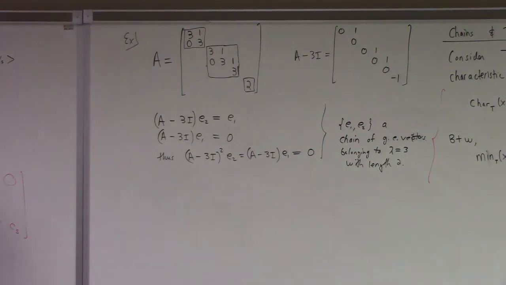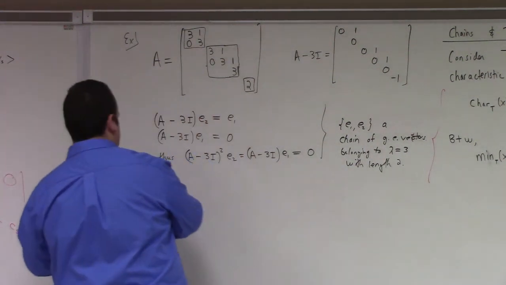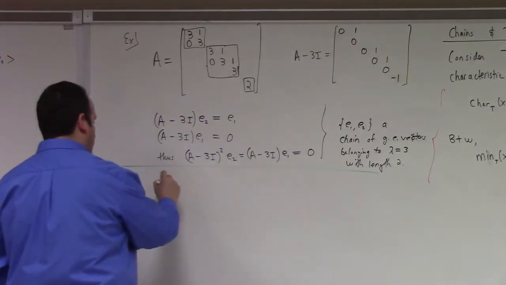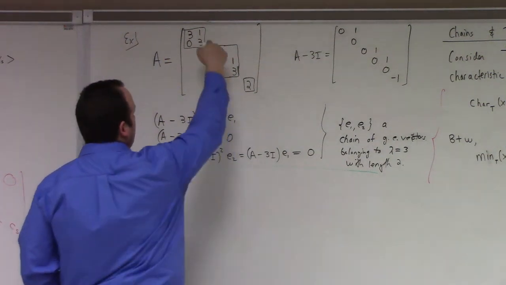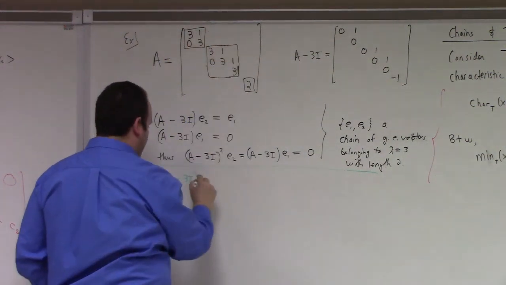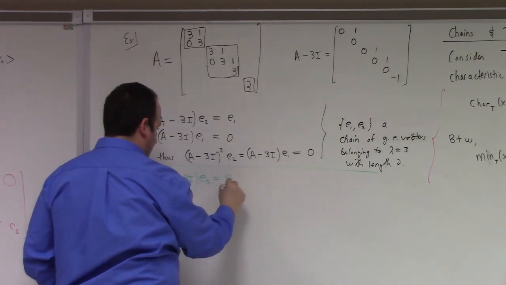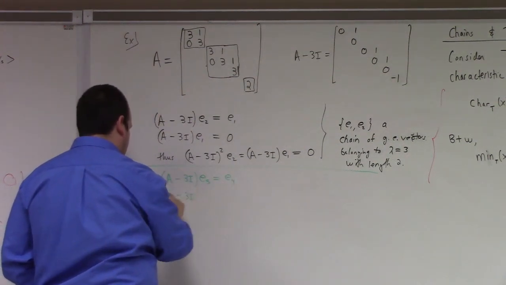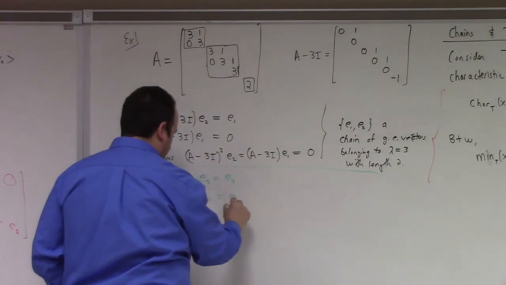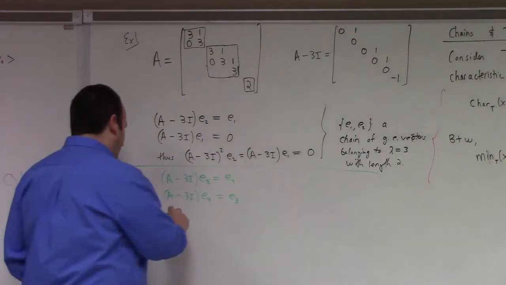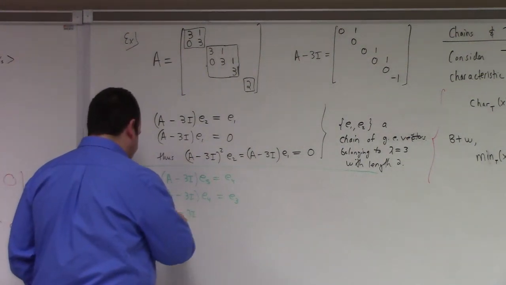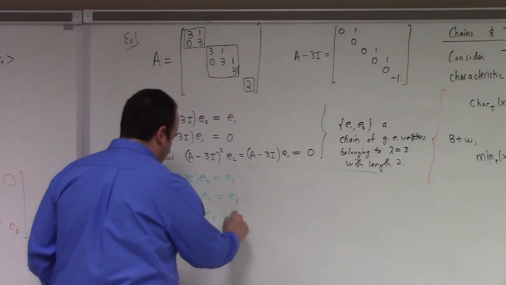Okay. What about E3, E4, and E5? What happens there? Well, (A - 3I) times, let's see, 1, 2, 3, 4, 5. E5 is equal to E4. (A - 3I) times E4 is equal to E3. (A - 3I) times E3 is 0.